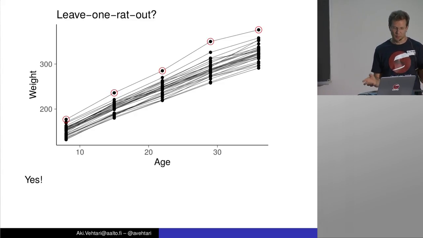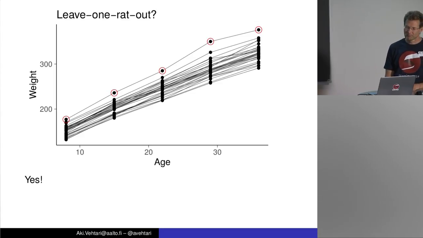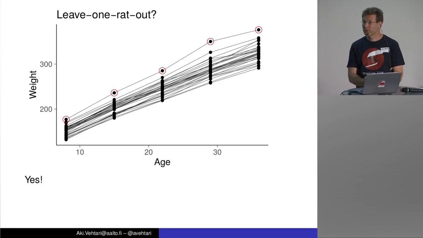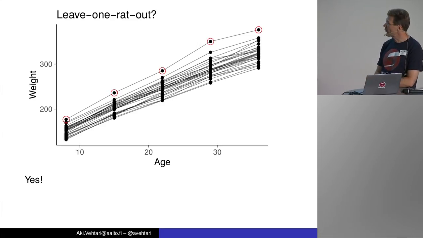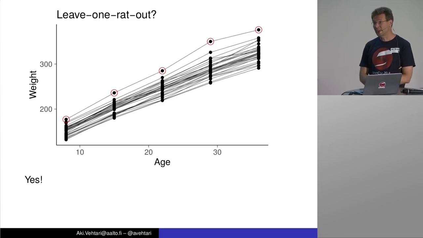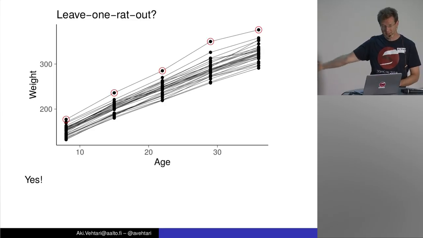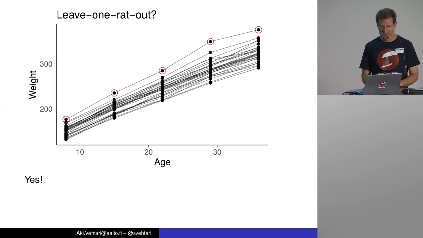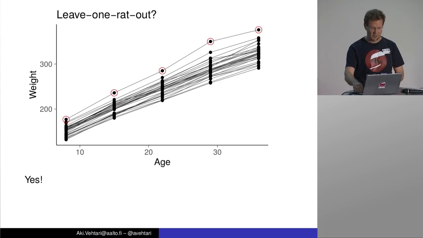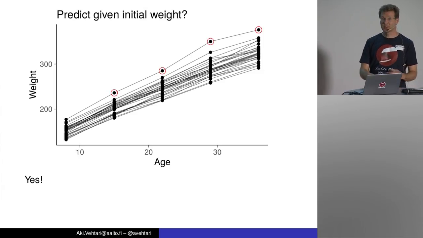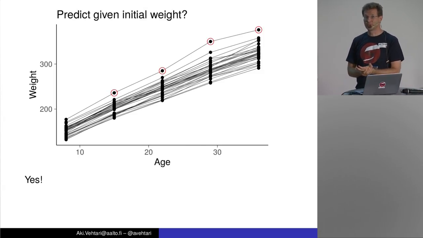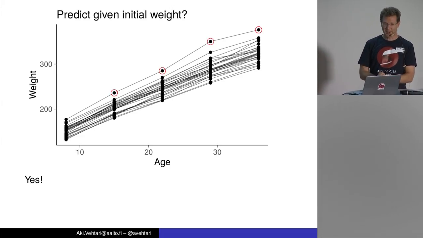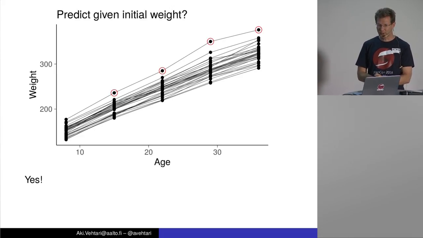This would be typical also in cases like the eight schools problem where there was the coaching program for SAT tests. We would like to predict what's the coaching program efficiency for the next school and not just among these. So it would be like this, leave one group out. Or we might have that actually our prediction task is that in the future we want to know how well we can predict the rest of the growth curve just knowing the initial weight.